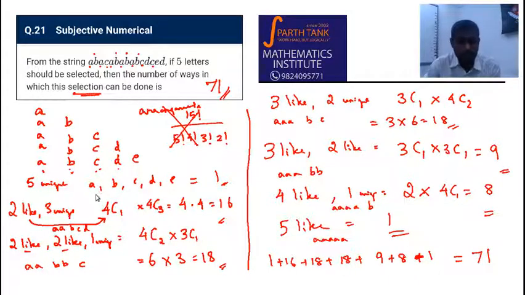I am just elaborating: 5 unique, 3 unique and 2 others are like, 1 unique letter and 2 pairs of likes, 3 likes and 2 unique, 3 similar and 2 similar. So this way we have exhausted all possible combinations.